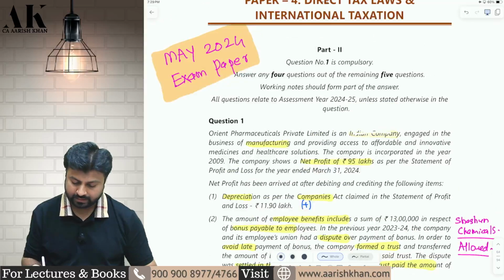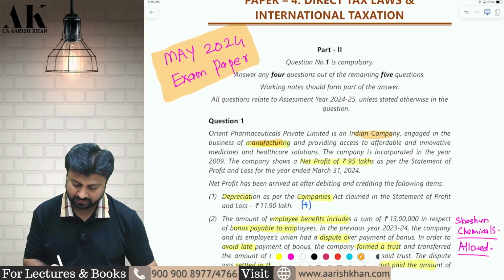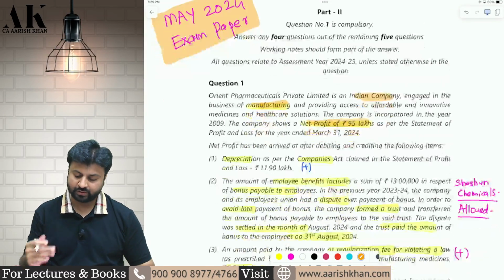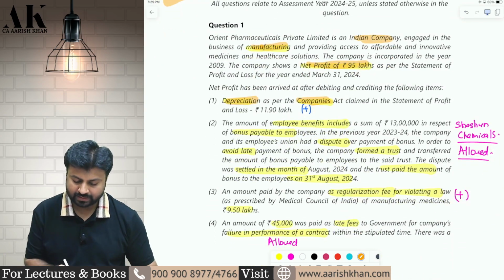Let's start. It's an Indian company engaged in manufacturing, and the net profit is 95 lakh rupees. So first write down that depreciation as per the Companies Act will be added back.